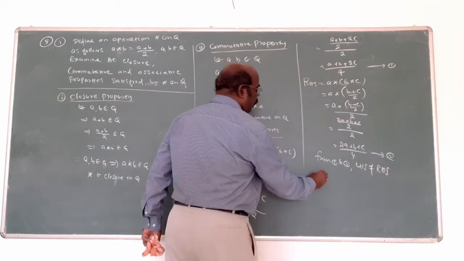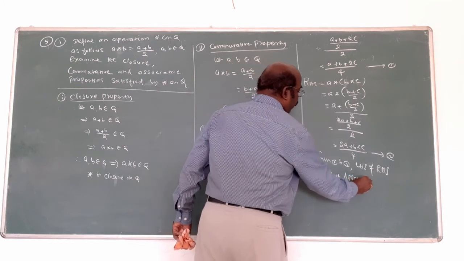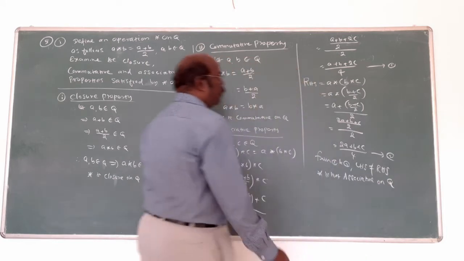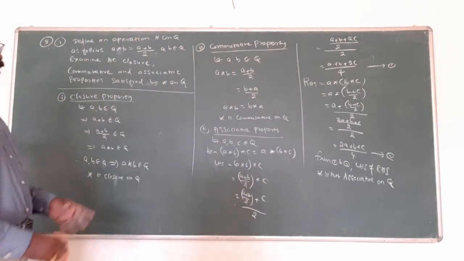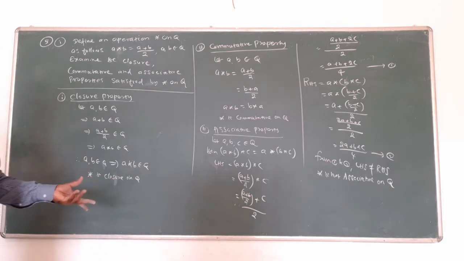That's why star is not associative on Q. That is the answer. In this way you will find. Here 3 parts are asking. This also will be a 5 mark question. Some days it is a 3 mark question, some days all the parts are asked as a 5 mark question.